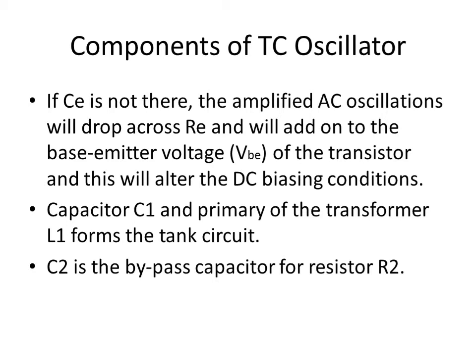Why do we use CE, the emitter bypass capacitor? If it is not there, the amplified AC oscillations will drop across RE, and it will alter the Q point. So in order to prevent that, we are using CE. And capacitor C1 and L1 are part of the tank circuit, so they will generate oscillations. And C2 is the bypass capacitor for the resistor R2. You can also call it the coupling capacitor.